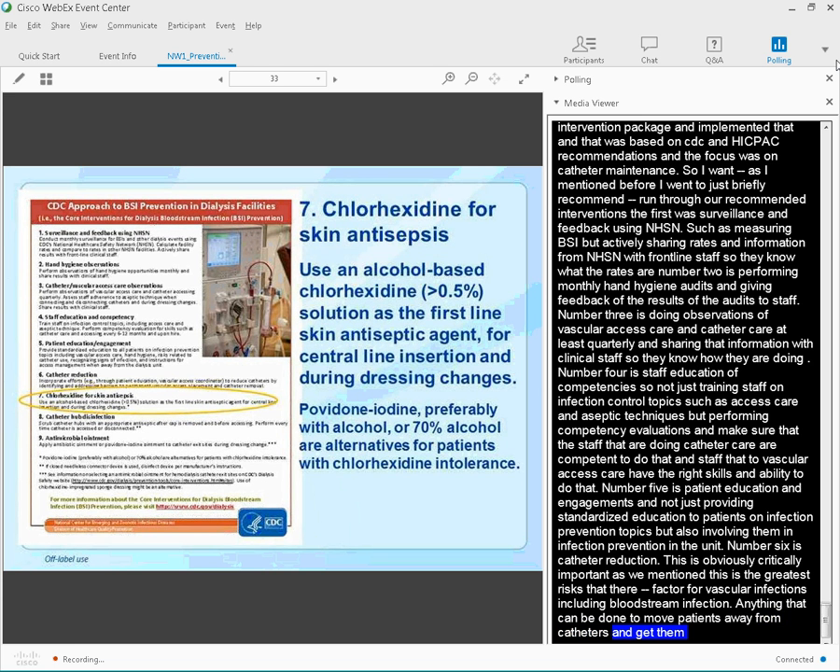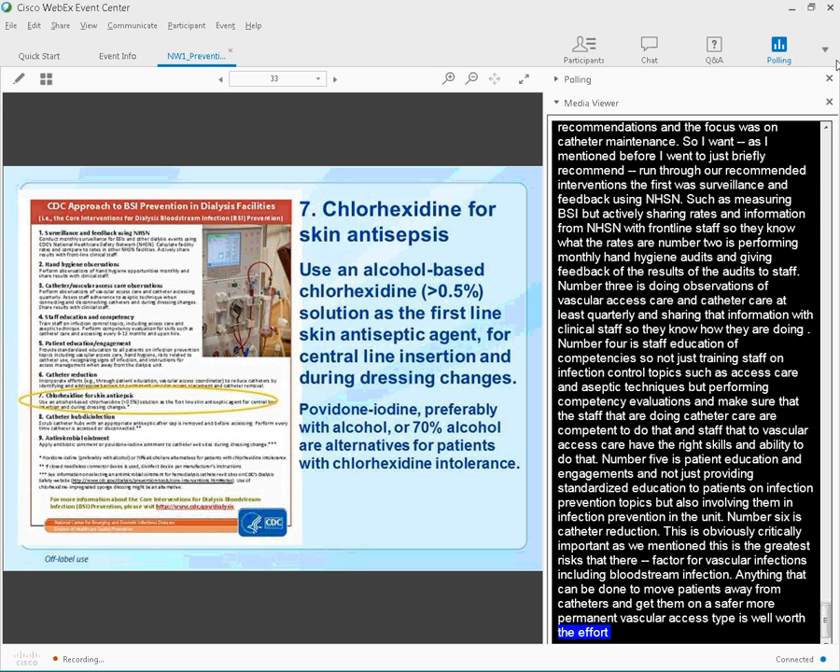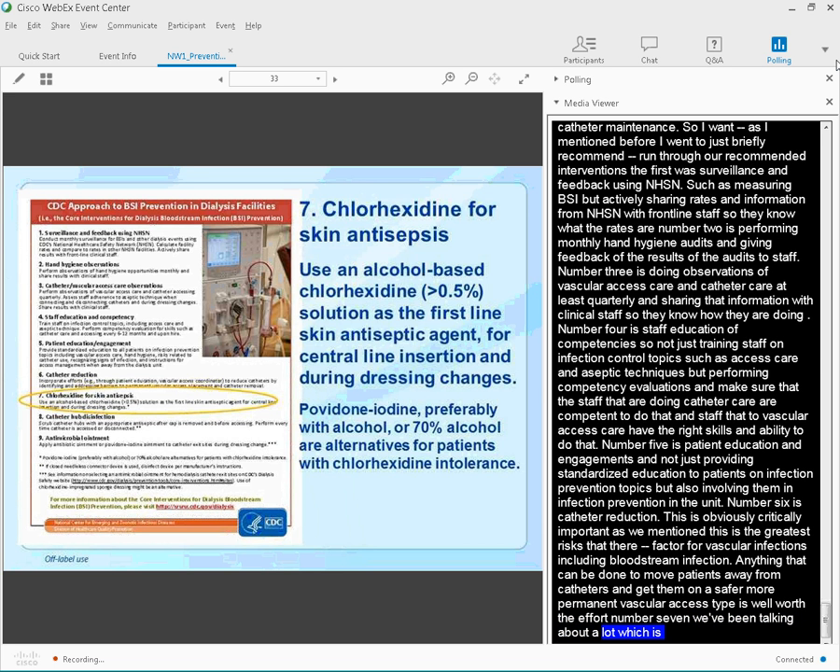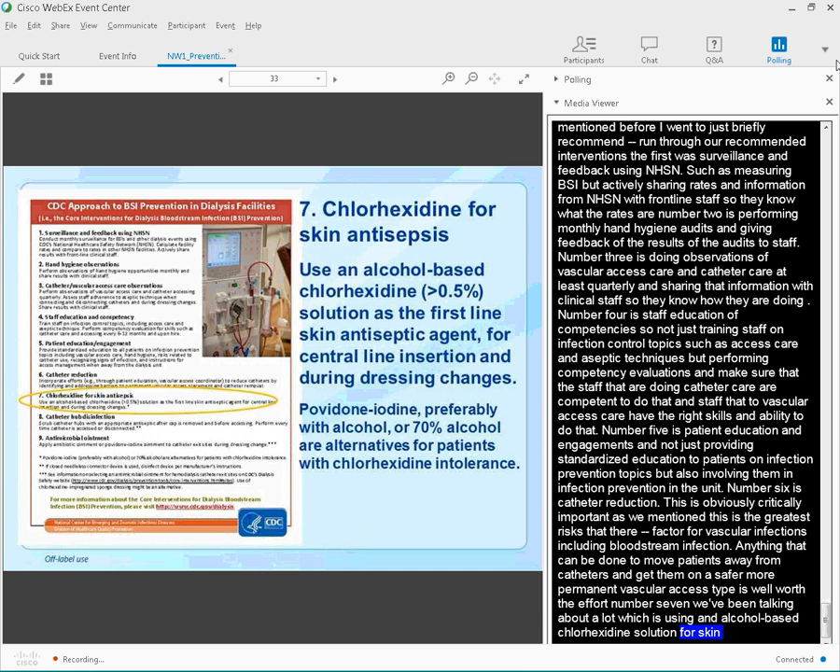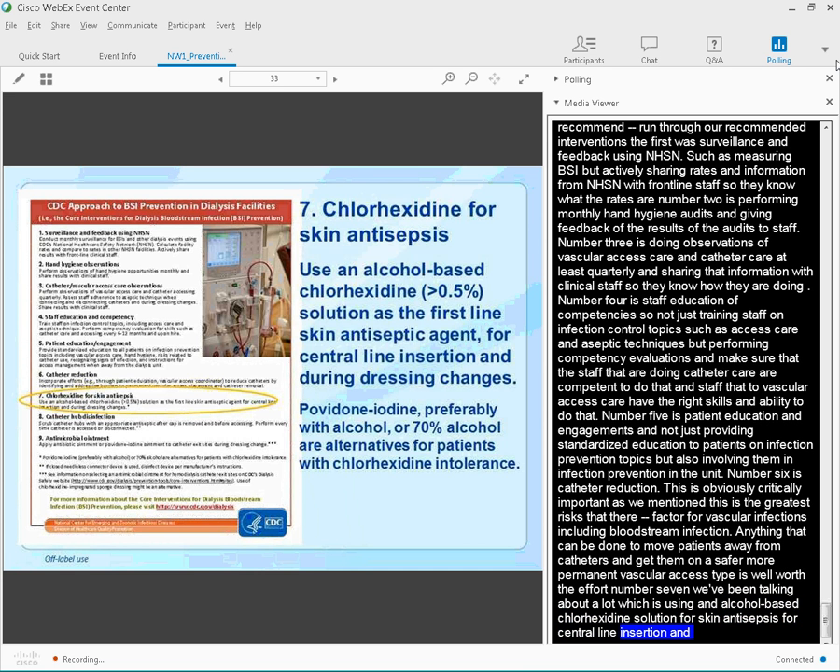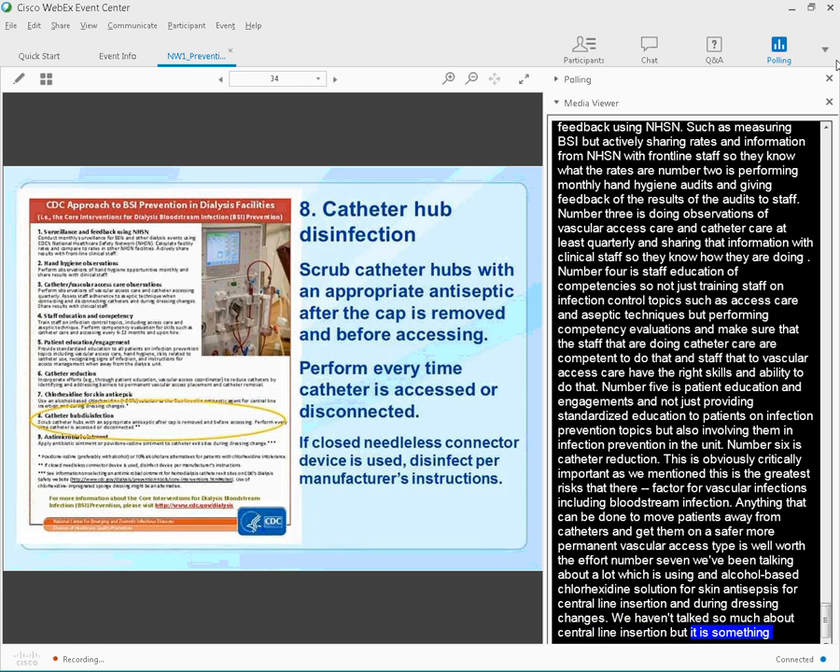Number 7, we've been talking about a lot, which is using an alcohol-based chlorhexidine solution for skin antisepsis for central line insertion and during dressing changes at the exit site. So we haven't talked so much about central line insertion, but that's something that is recommended. And then, of course, also doing this for exit site care during dressing changes.